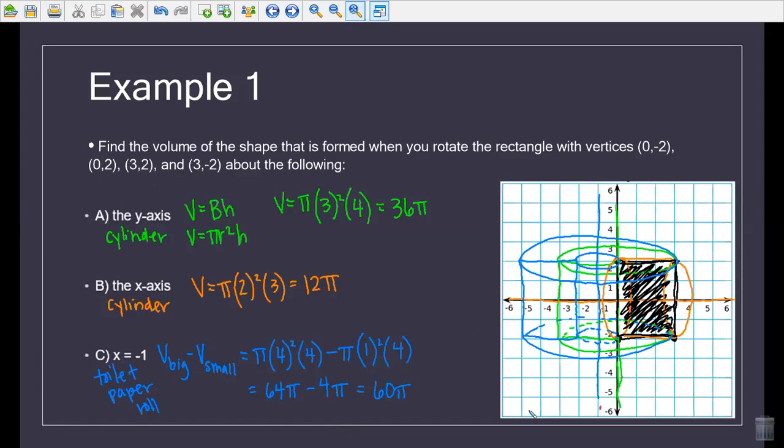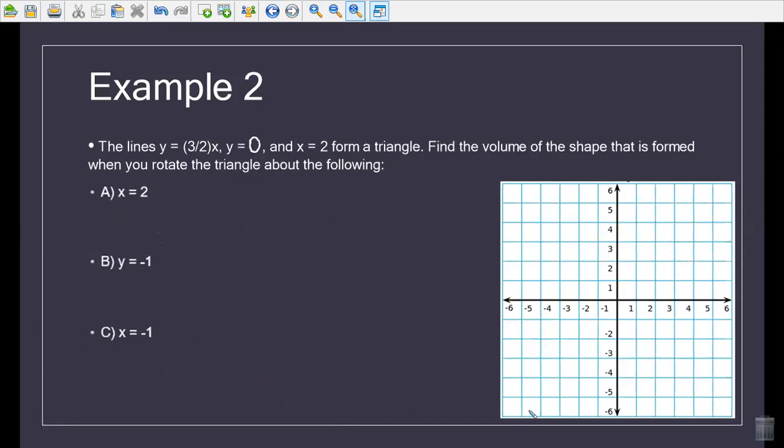All right. One more example. Same idea, but now we're going to be working with a triangle. Okay, so this one's a little different because instead of giving you the points, I'm giving you equations, right? So it says these three lines, y equals 3/2 x, y equals 0, and x equals 2, form a triangle. Then I want to find the volume of the shape when you rotate around those three options.